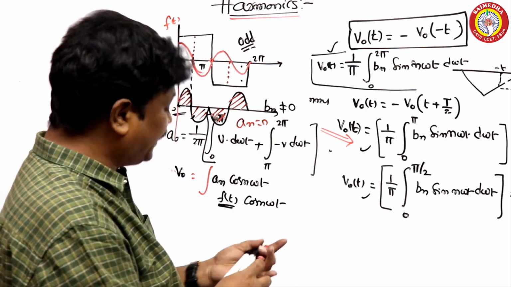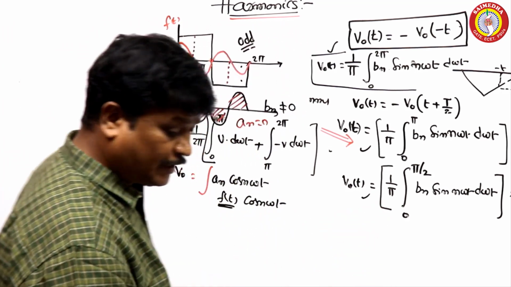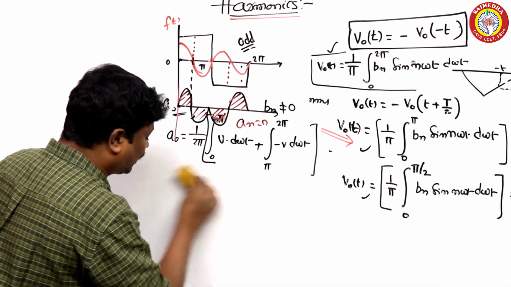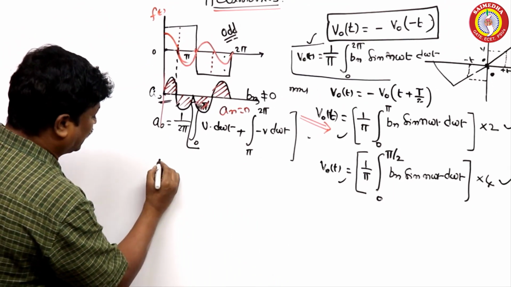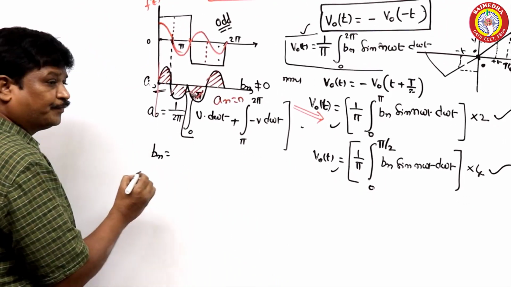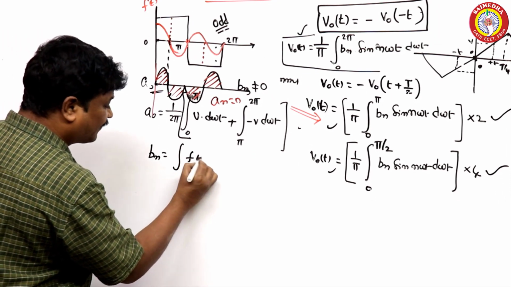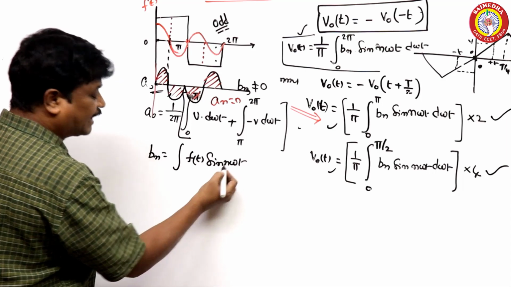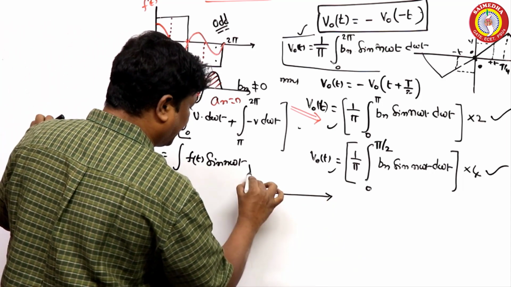Sir, how to get the Bn? I can tell you here. Bn is the integration of f of t sin n omega t. You are multiplying the function with sin n omega t. Suppose your function may be like this.